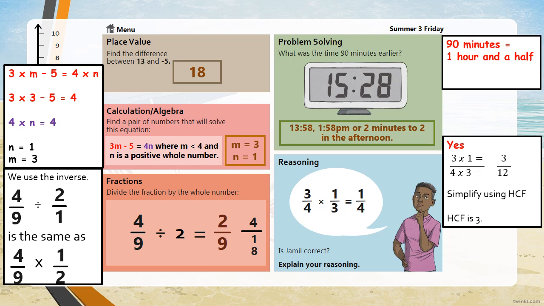So he simplified it using the highest common factor that both 3 and 12 share. The highest common factor is 3. 3 divided by 3 is 1, and 12 divided by 3 is 4. So the fraction he simplified 3/12 to is 1/4.